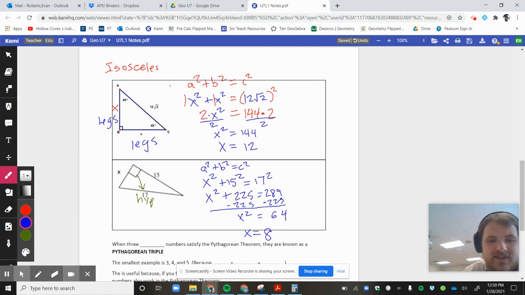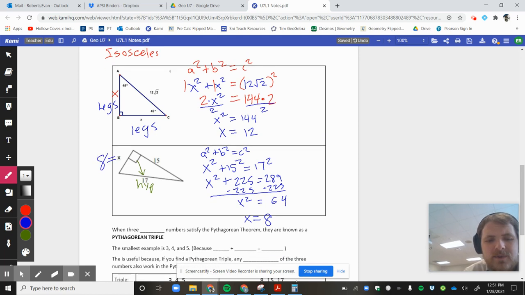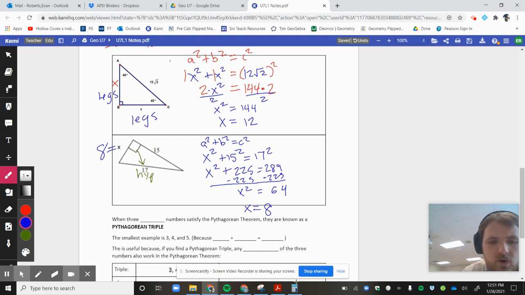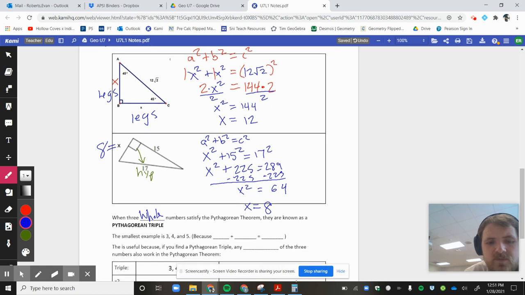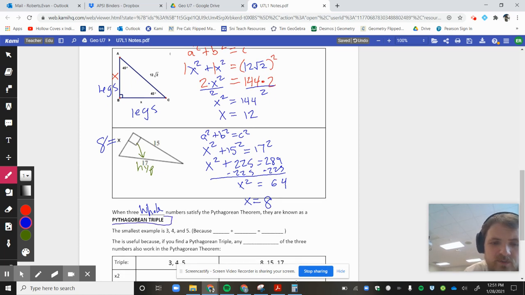8, 15, 17. So notice those are all whole numbers, 8, 15, and 17. That doesn't happen super often. When 3 whole numbers satisfy the Pythagorean theorem, we call that a Pythagorean triple. The smallest one we said the other day was 3, 4, 5, because 3 squared plus 4 squared equals 5 squared. You can check that with 9 plus 16 equals 25.